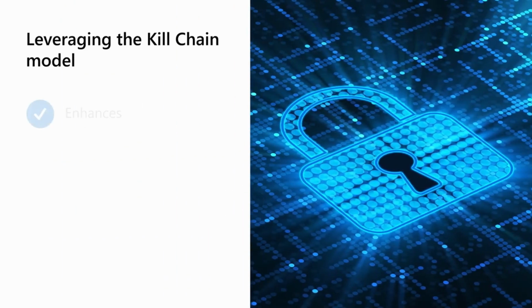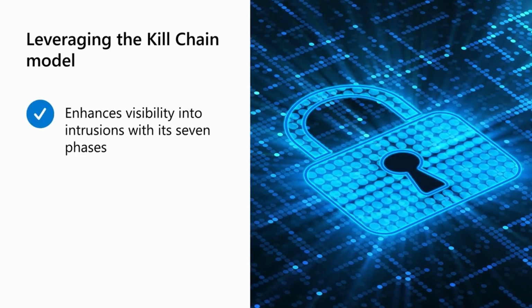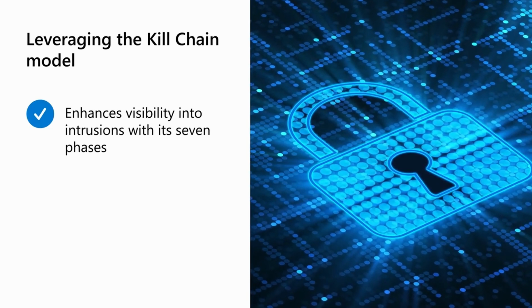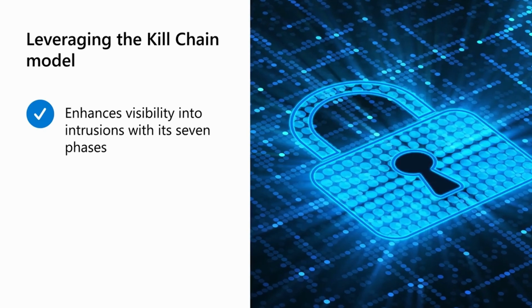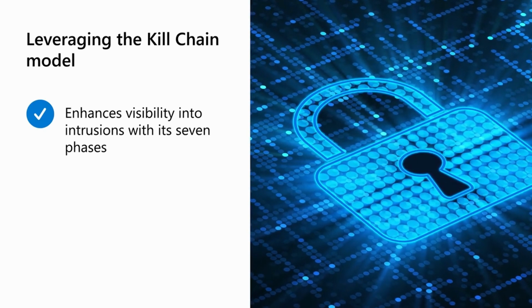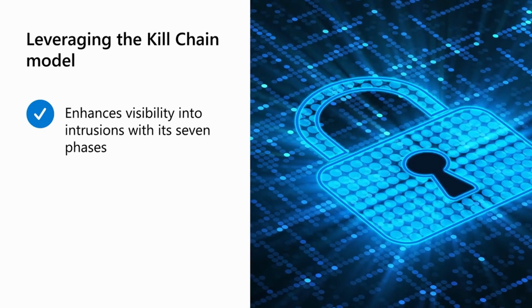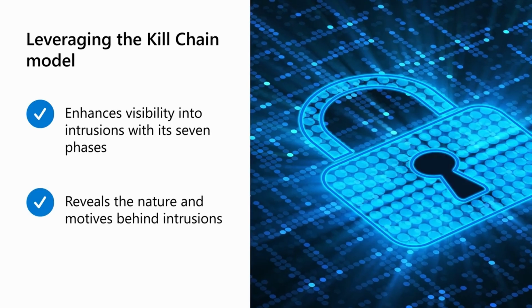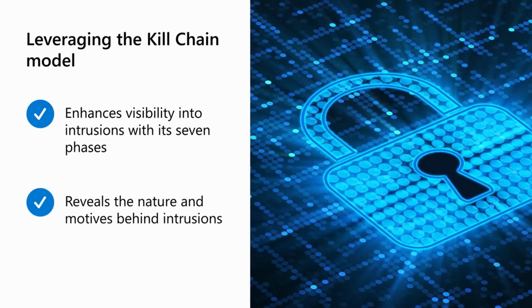The kill chain model is an intrusion detection approach driven by intelligence, consisting of 7 distinct phases. These phases improve intrusions' visibility and enable security teams to gain insights into an adversary's tactics, techniques, and procedures. By diving into the underlying process of intrusions, this intelligence-driven model reveals the nature of the intrusions and provides insights into the motives behind them.